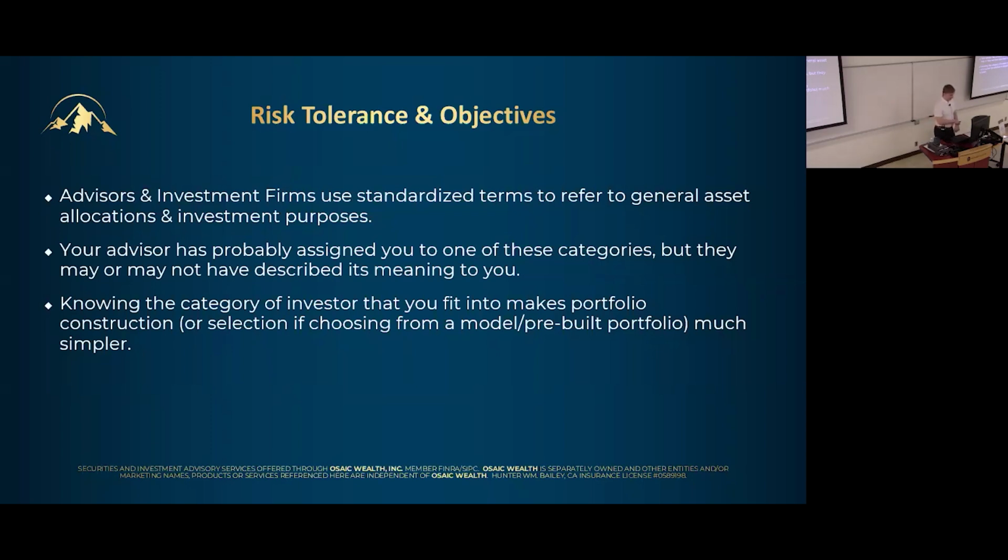So knowing the category of investor that you fit in makes portfolio construction way simpler, or even if you're choosing from a model or a pre-built portfolio, it also makes it really easy. Even if you were just simply going to go look and say, I don't want to build this, can somebody just show me what balanced and current income looks like, it's easier to justify what you're picking and understand the parts within it.